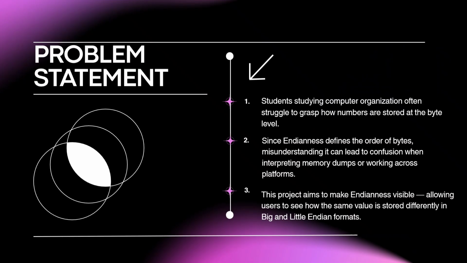In computer organization, students often find it difficult to imagine how data is stored at the byte level inside the memory. The concept of endianness, which decides whether the most significant byte comes first or last, tends to remain abstract and confusing. Reading about it in a textbook doesn't quite click until you can actually see it. So, we asked ourselves, what if we could make this invisible process visible?